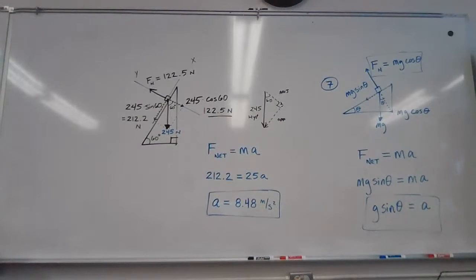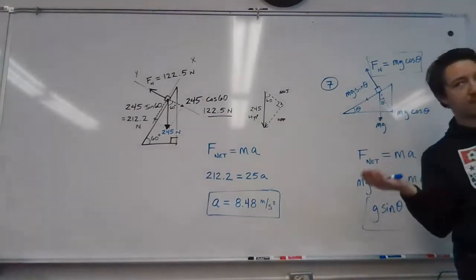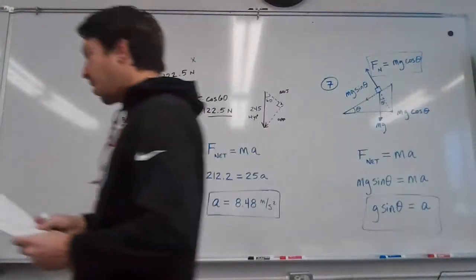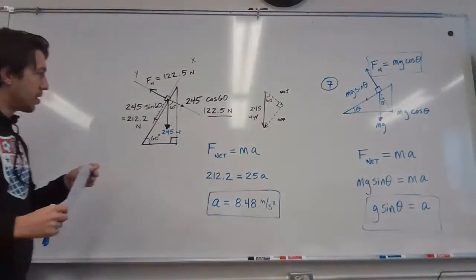That's an actual cliff. If theta is 90, what's the sine of 90? 1. So if theta was 90, I'd have g times 1. So that makes sense too. Makes sense too, right? All right.